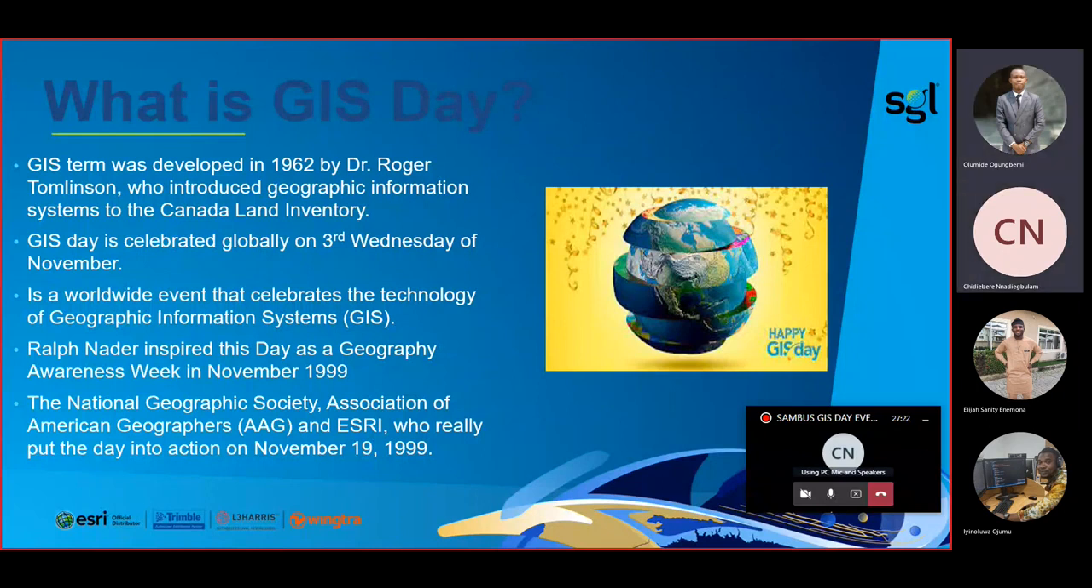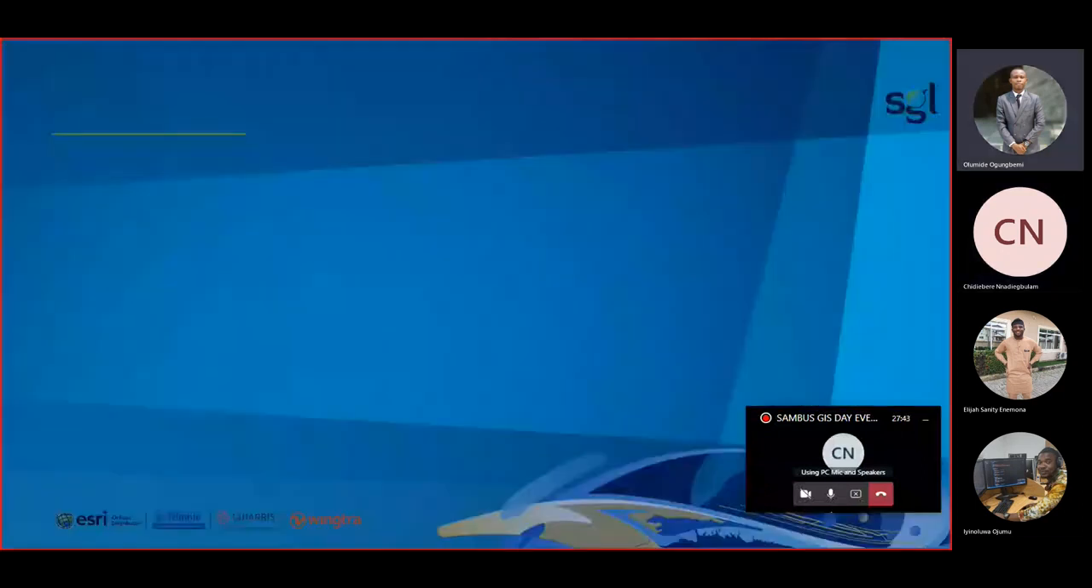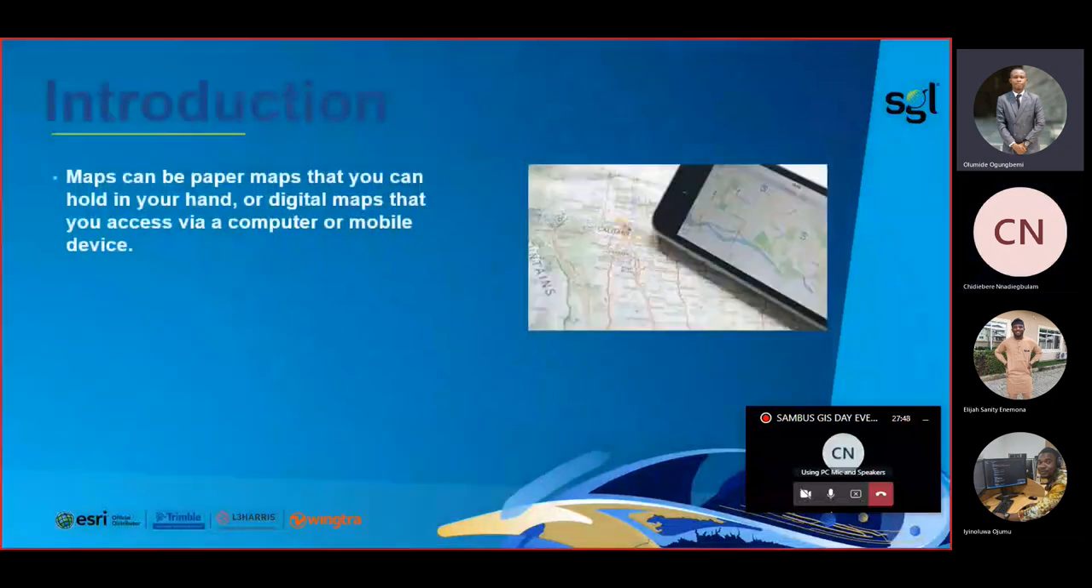So let me just move to the introduction to maps. I know maps is not new to you. I know it's not new to the students. So I just wanted to see some other areas that you might not be exposed to. I know a lot of you are using paper maps, but there's what we call digital maps too, that you can view, or you can edit or create on your computer. You can also view that on your mobile phone. So I want you students to know that it's not just about paper maps, but we also have digital maps, which I'll be showing you a little bit of.